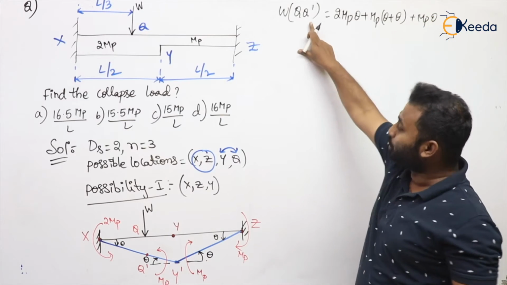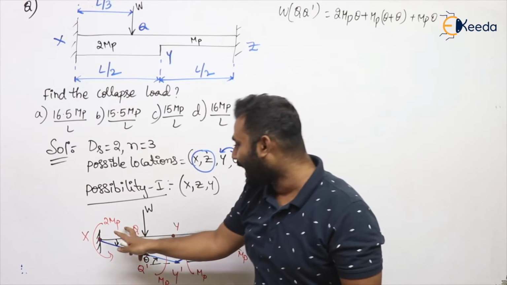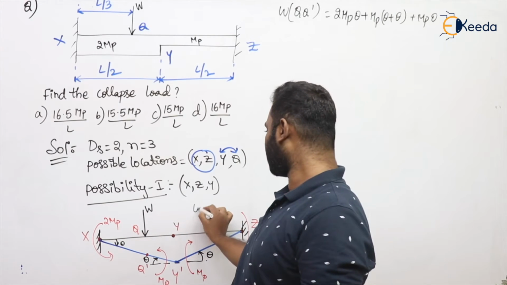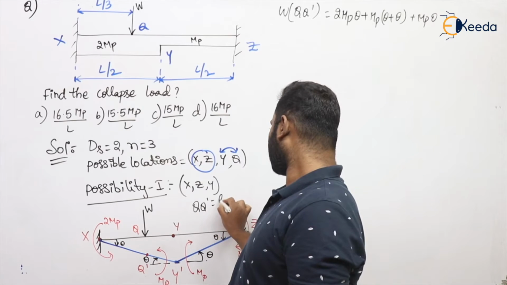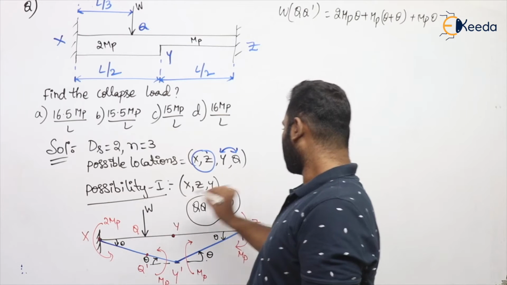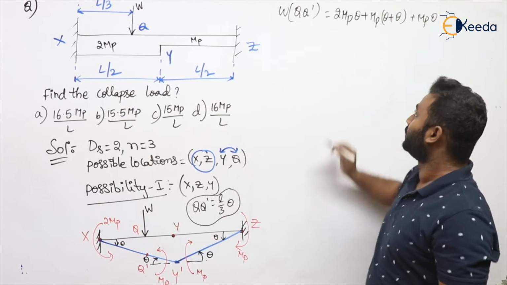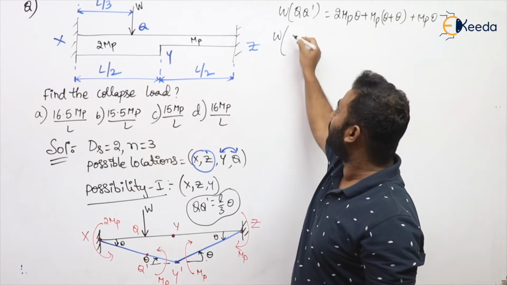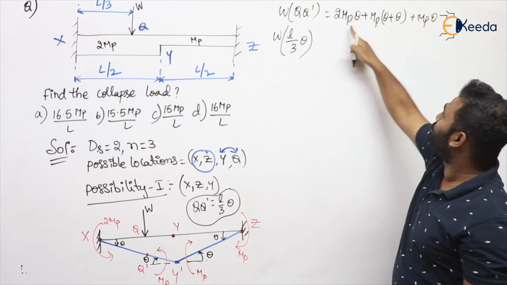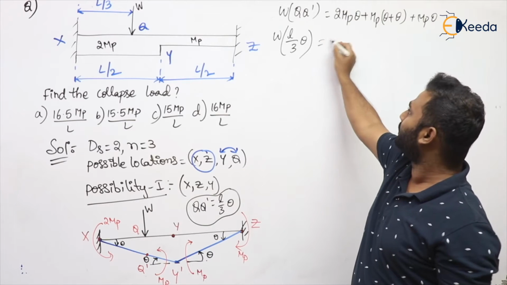Clear everyone? Now QQ dash is nothing but L by 3 theta. So W into L by 3 theta. Summing up, 2, 2, 4, 1, so 5 mp.